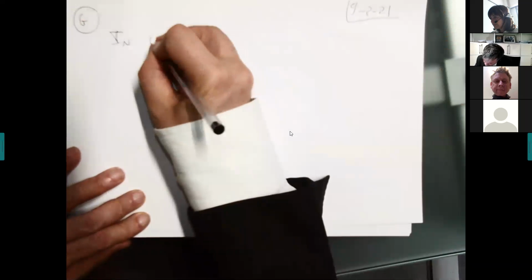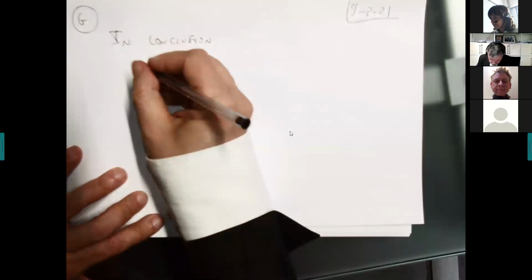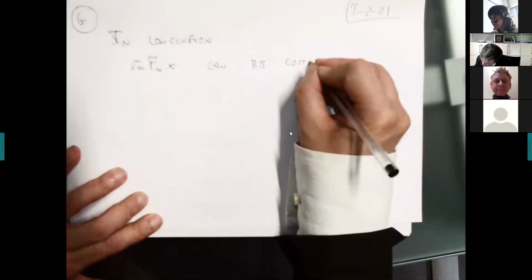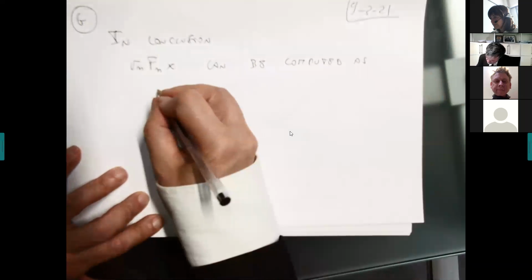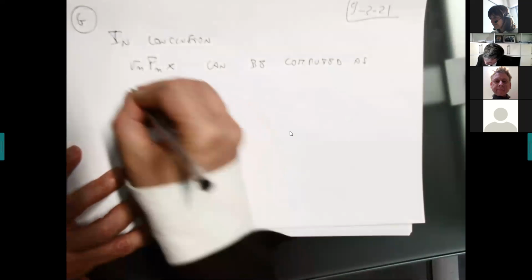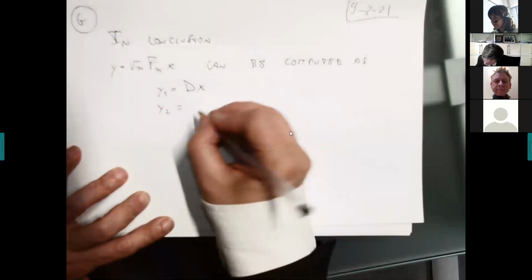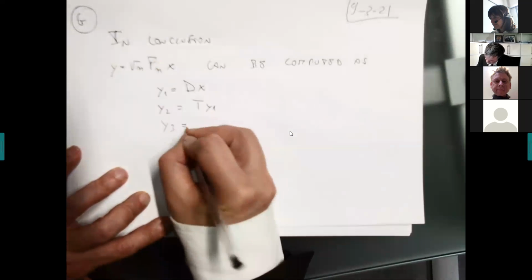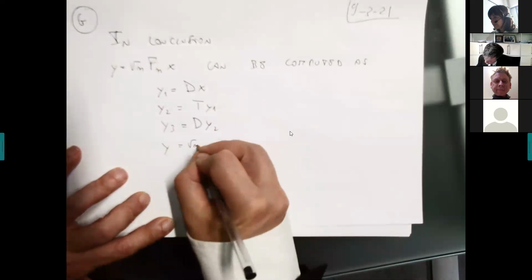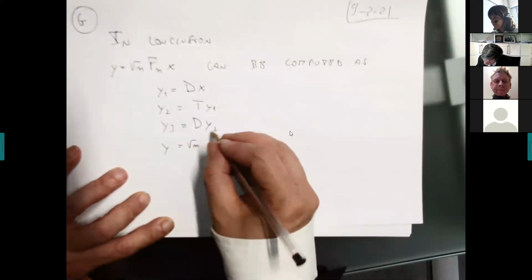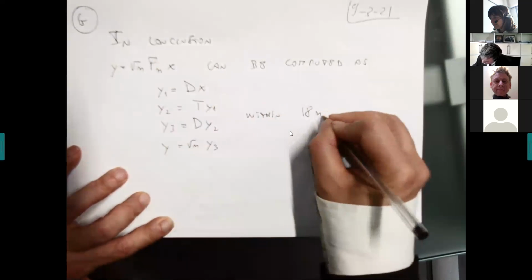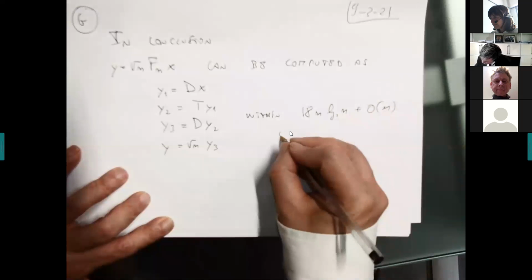In conclusion, F_n x can be computed as y1 equal to D x, y2 equal to T y1, y3 equal to D y2, y equal to square root of n times y3, within 18 n log 2n plus O(n) operations.